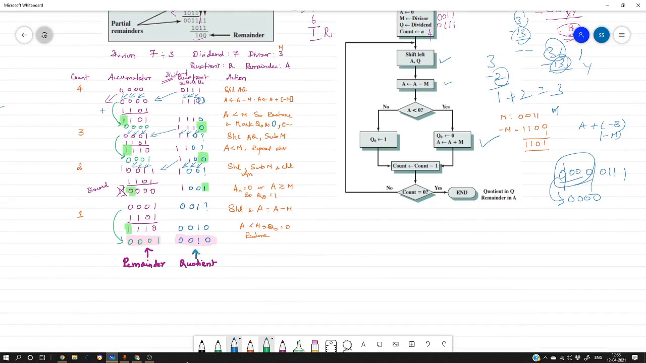I said that the remainder is going to be in the accumulator and the quotient is going to be in the Q register. So the remainder is 0001, which is equivalent to 1 in base 10, and the quotient is 0010, which is equivalent to 2 in decimal. The dividend we have taken is 7 and the divisor was 3. So 7 divided by 3 should give us quotient 2 and remainder 1. So we have got it. I think this is clear.